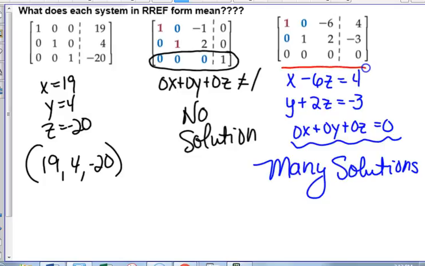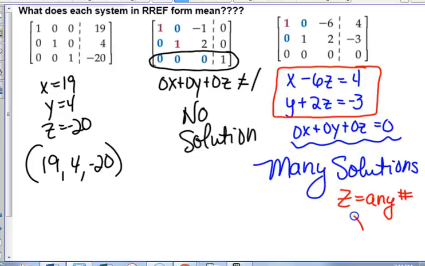What can these both be written in terms of? What letter do they have in common? Z. So you're going to write down here z equals any number. And then you're going to start a little ordered triple and you're going to put z.